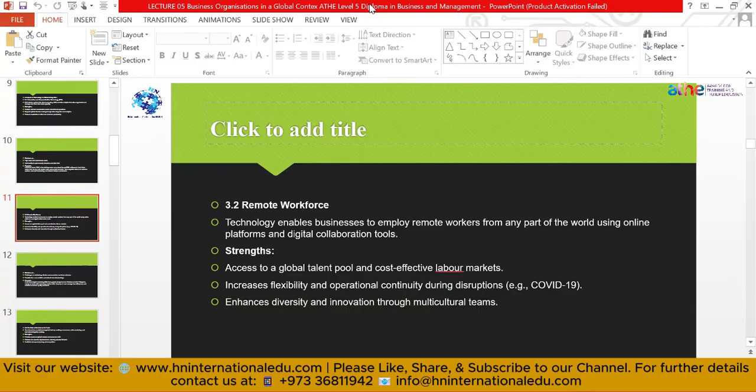When you try to intervene with other countries and their workforce, you're able to know their talent, their techniques, their thoughts, their vision. And it is always fruitful for the organization. Increases flexibility and operational continuity during disruption, for example, COVID-19. In the pandemic, this was the actual time when everyone was introduced to this tech. It enhances diversity and innovation through multicultural teams because we share the thoughts and vision.